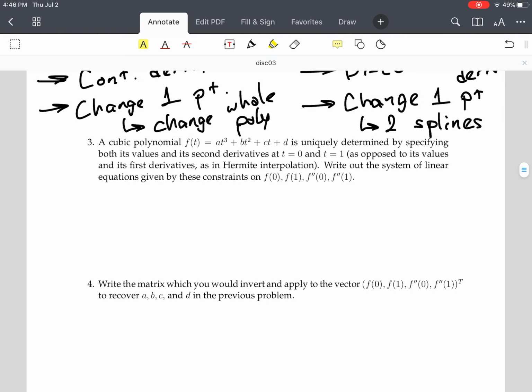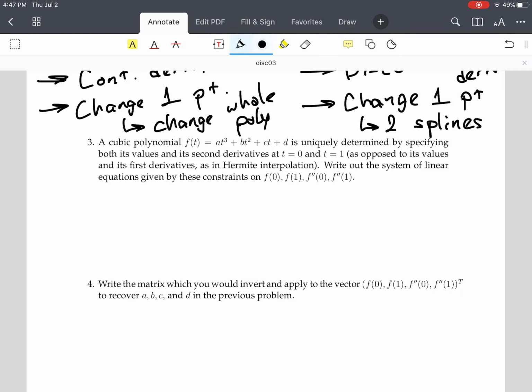So number 3, a cubic polynomial f of t is equal to at cubed plus bt squared plus ct plus d is uniquely determined by specifying both its values and second derivatives at t equals 0 and t equals 1. So this is, and here's the key, we're talking second derivatives, not first derivatives, which we use in Hermite interpolation. So given these 4 things, f of 0, f of 1, f double prime of 0, and f double prime of 1, let's write a system of equations, okay?